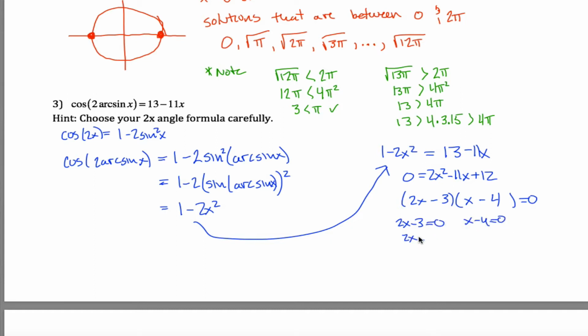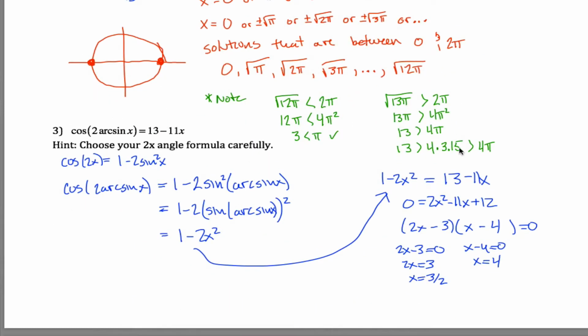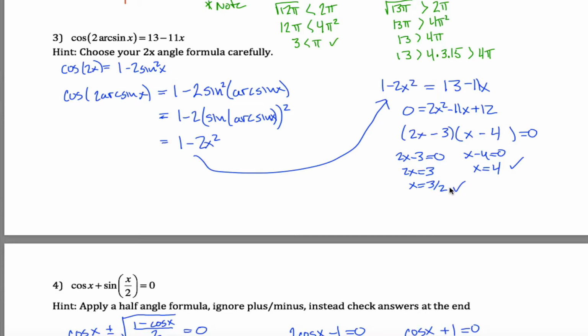So either 2x is equal to 3, in which case x is equal to 3/2, or x is equal to 4. But wait a minute, I'm only looking for solutions that are between 0 and 2 pi. Yeah, those are both between 0 and 2 pi. There's little check marks by these. There shouldn't be because they're actually not solutions. x equals 3/2 is not a solution, nor is x equal 4.